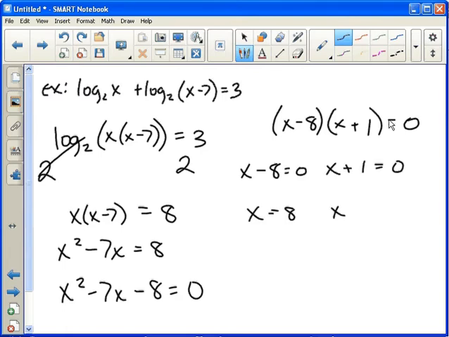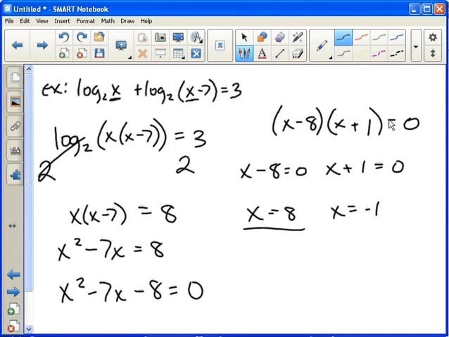However, we have a problem. Let me just put it this way. We need to check and make sure our answers work, because if you recall, we cannot take the log of a negative number. So let's start by looking at 8. If I plug 8 in for x, that's no problem. 8 minus 7 is positive 1. That works too. So 8's great.